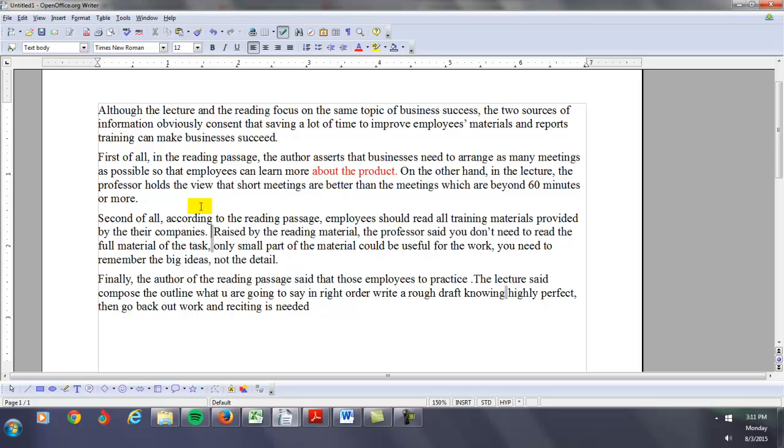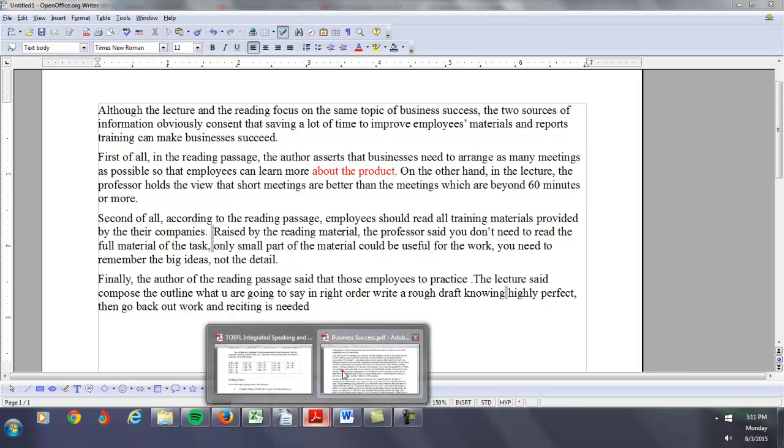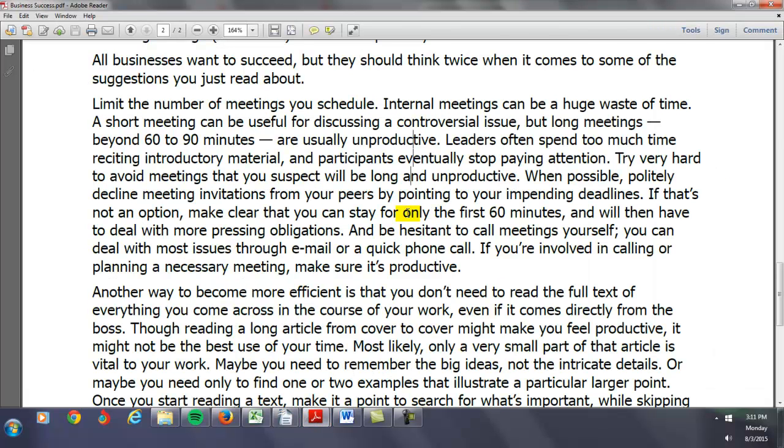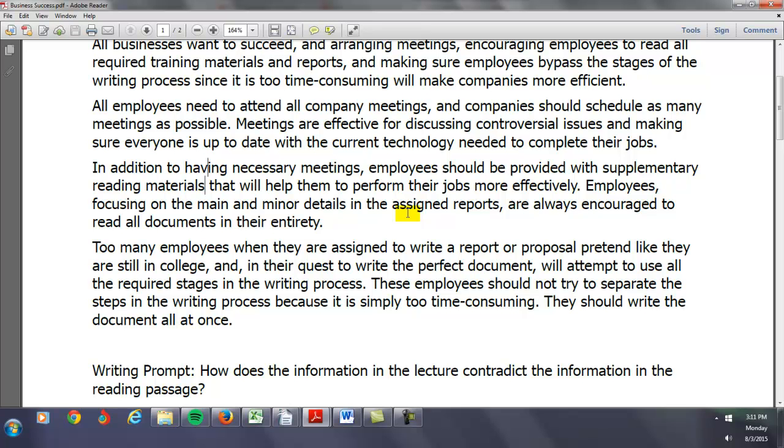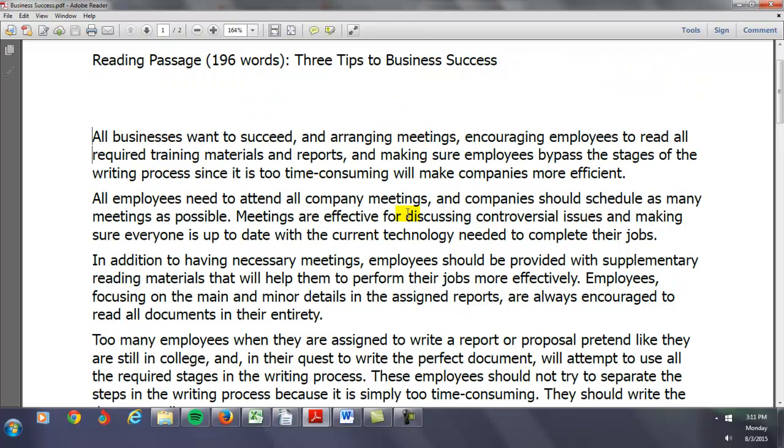Why should they do this? Again, you're almost explaining all the important information, but I think you're missing the reason. So according to the reading passage, why should people read all the materials? So it's saying employees should be provided with supplementary reading materials that will help them perform their jobs more effectively. Employees are always encouraged to read all documents.